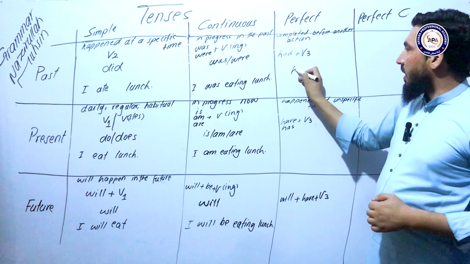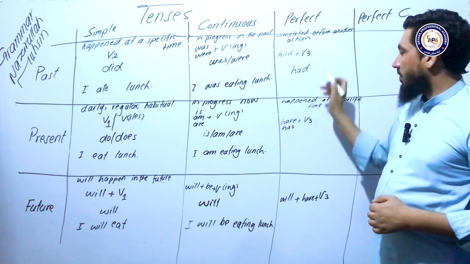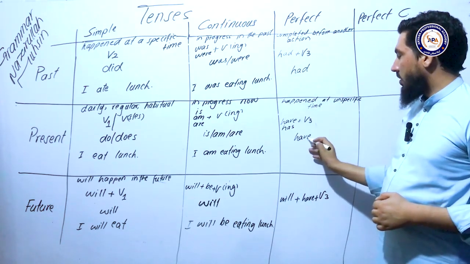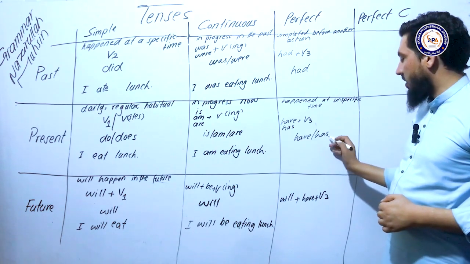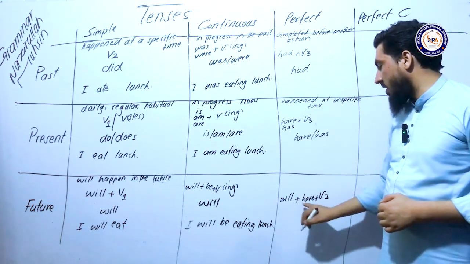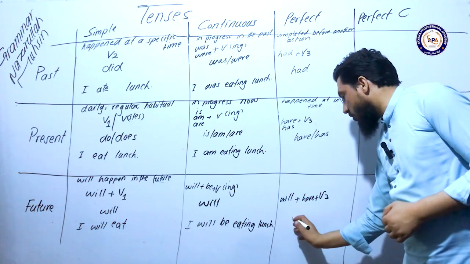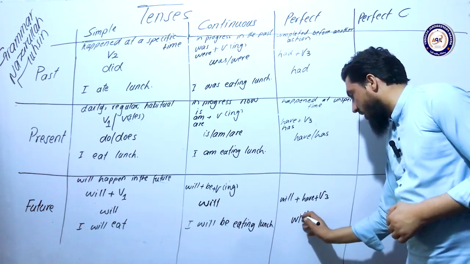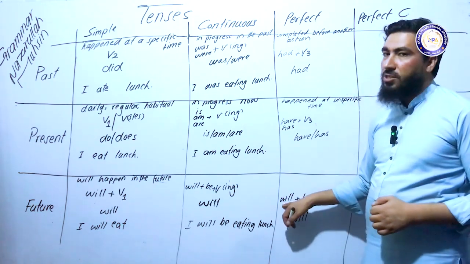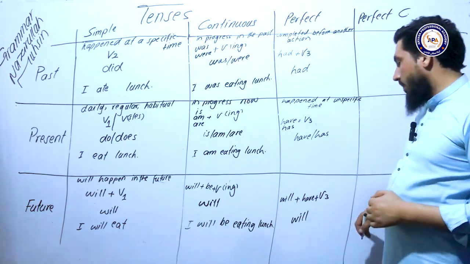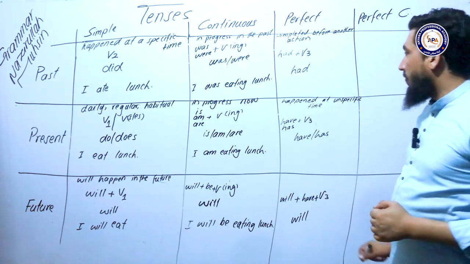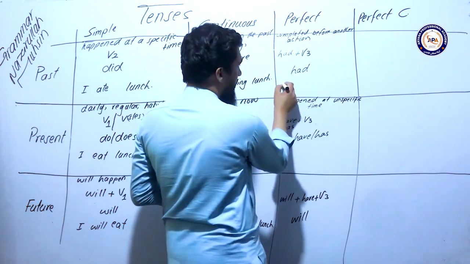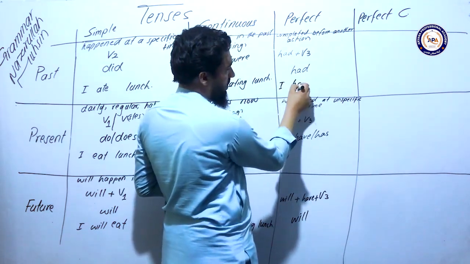The helping verb of past perfect tense is had. And in present perfect, the helping verbs are have and has. And in future perfect, we have two auxiliary verbs, will and have. If you want to change the sentences into negative and interrogative, you have to consider only the first auxiliary: will not have plus the third form of verb. For example, so we go for it.